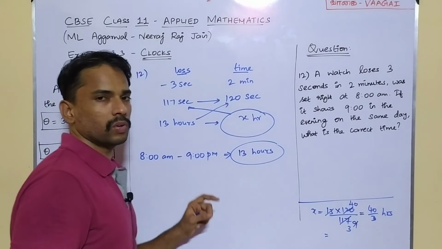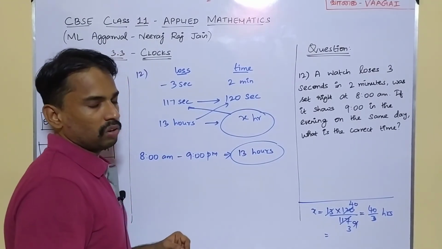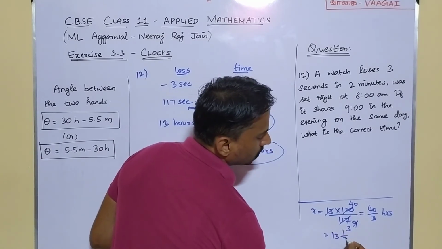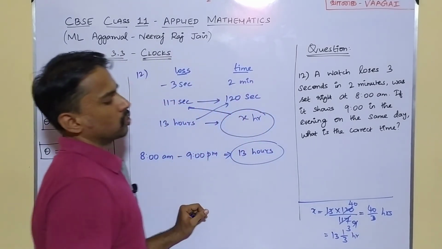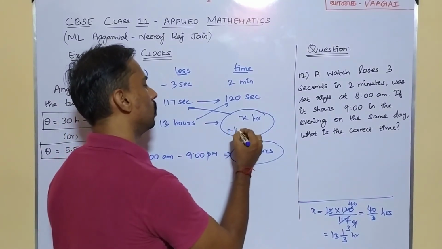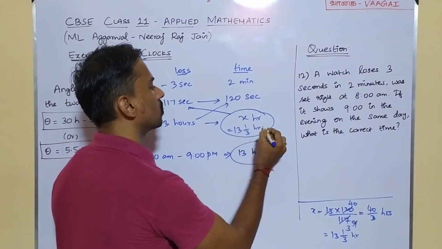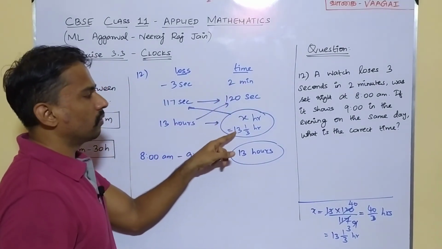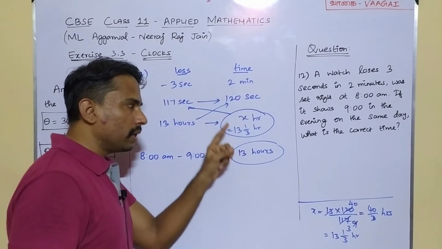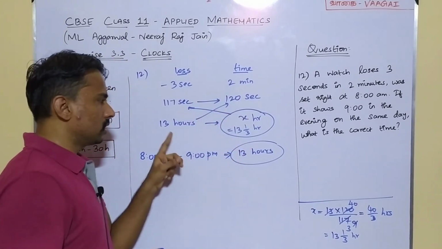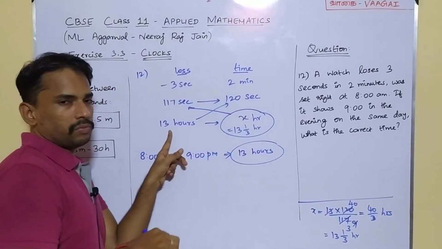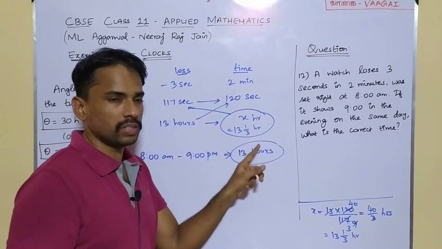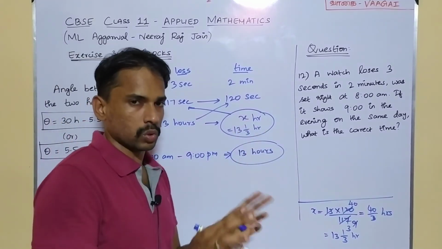If you try to rewrite 40 by 3 hours, what will come? You will be getting 13 1 by 3 hours. Is it or not? So x is equal to 13 1 by 3 hours. So that means our correct clock would have run for how many hours? 13 1 by 3 hours. That is the exact correct time. But this clock, since it has lost time, has run for only 13 hours. But correctly it would have run for 13 1 by 3 hours. This is going to be the correct answer.